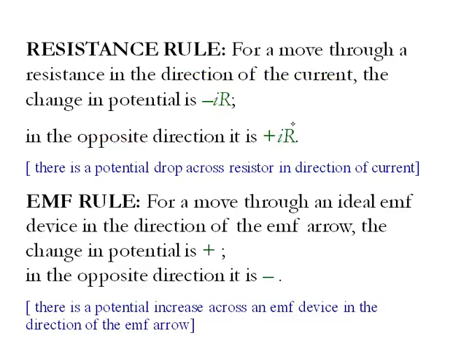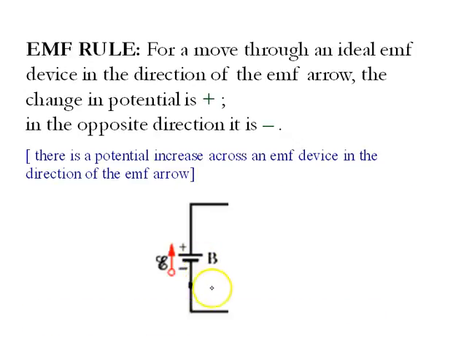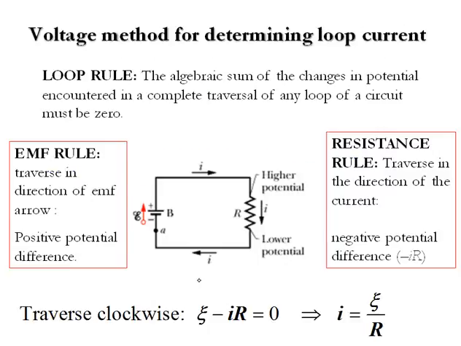That's our resistance rule. For our EMF rule, if we move through an ideal EMF device in the direction of the EMF arrow, the change in potential is positive. Otherwise, if we're going in the opposite direction, it's negative. And so we can see if this is our EMF device, if we're traversing it going upward, then we're going in the direction of the EMF arrow, and we've gone in the direction of potential increase. If we're traversing downward here, we're going in the opposite direction of the EMF arrow, we're going in the direction of potential decrease.